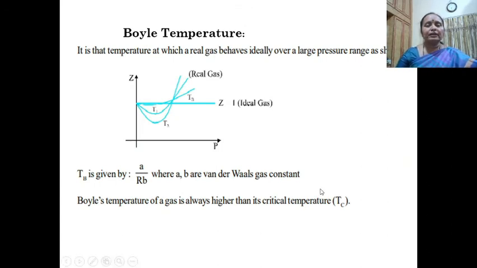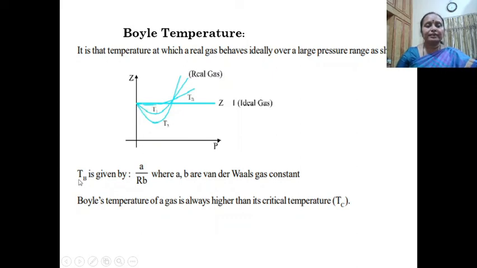Coming to what is Boyle's temperature. Boyle's temperature is the temperature at which a real gas behaves ideally over a large pressure range. If it is an ideal gas, then this is going to be the ideal gas equation. But if the pressure is increased, real gases deviate. So the temperature at which the real gas behaves ideally over a large pressure range is called Boyle's temperature.